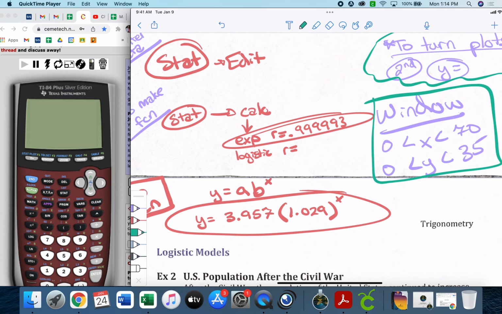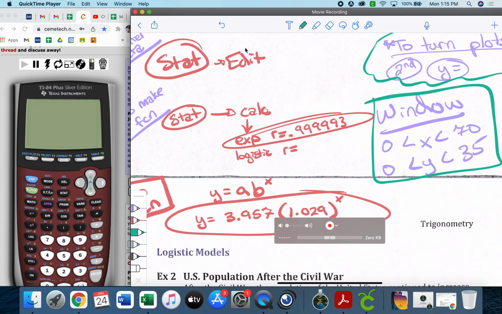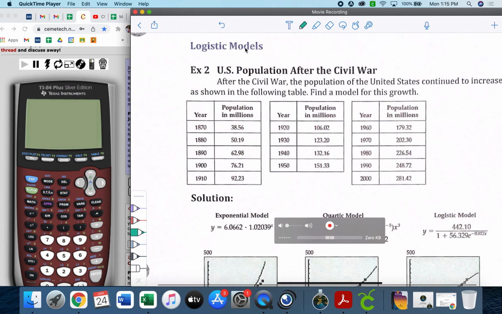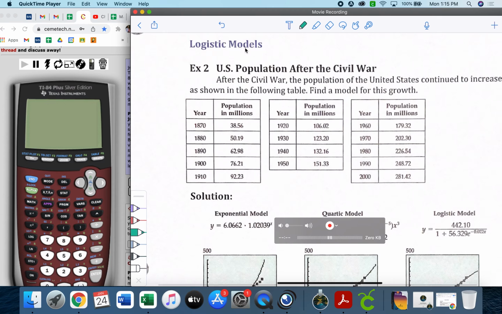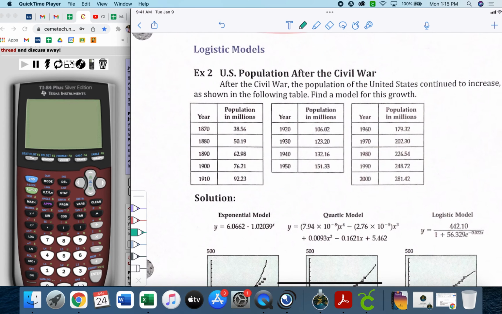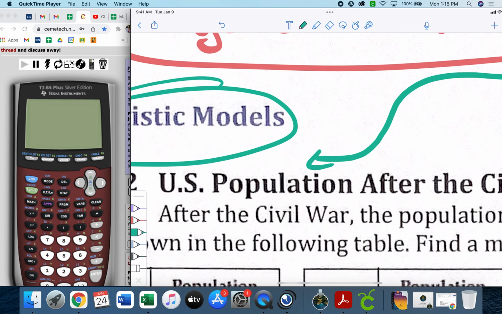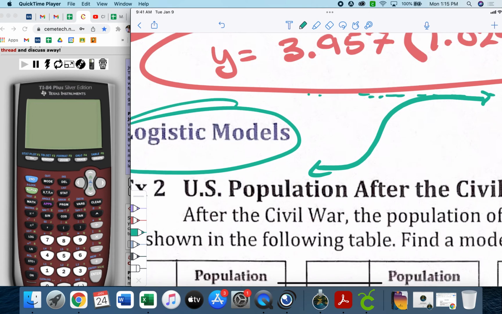All right, so let's go down here. This logistic model one, what does a logistic model look like again? It flattens out. It's an exponential function, but it flattens out. So it's going to have an upper limit. It has a horizontal asymptote at the top. It's like the maximum amount, like the number of fish in a pond. They can't just keep going up forever. It has to max out at a certain point.